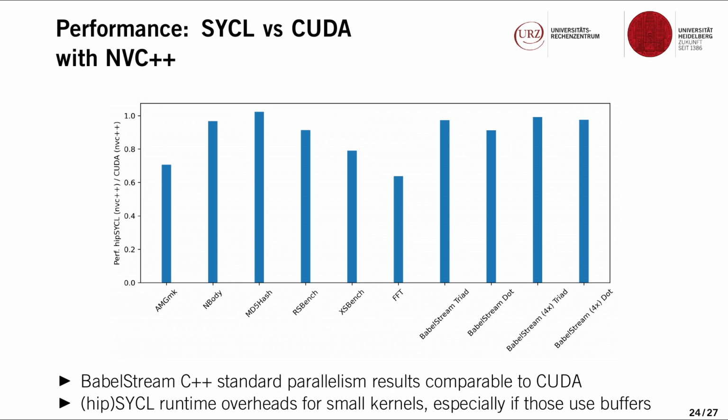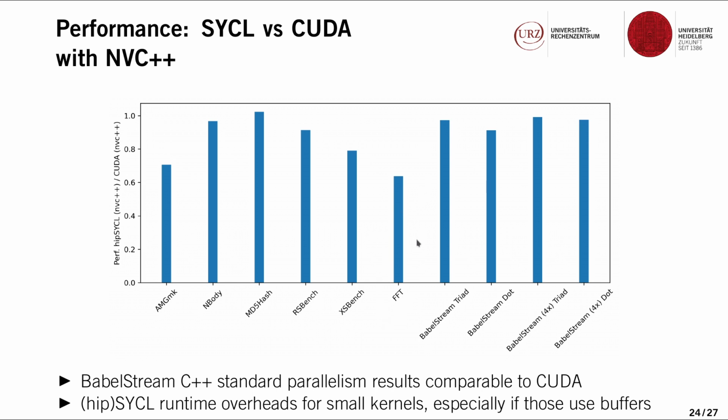So what you see here is the relative performance of HipSYCL using NVC++ normalized by CUDA using NVC++. And what you can see is that for certain benchmarks like MD5 hash, there's not really a difference. And also Babel stream tends to perform fairly well. I've here looked at Babel stream with default problem size and Babel stream with quadruple problem size. You can see that with quadruple problem size, it performs better. So SYCL performs better compared to CUDA. And this is because certain runtime overheads or kernel launch issues are then not as noticeable.